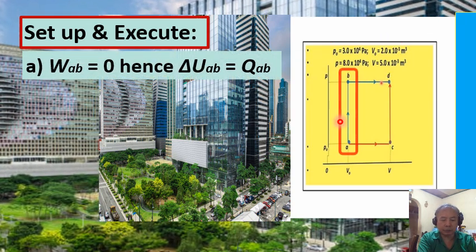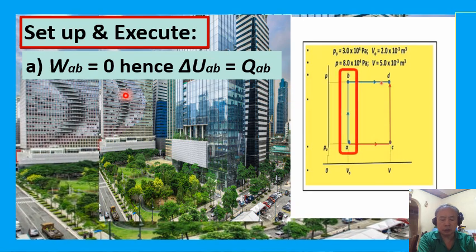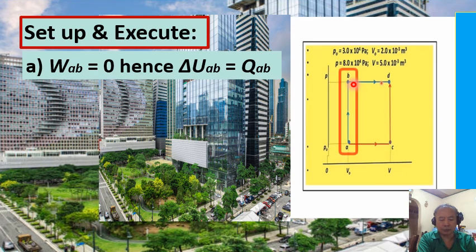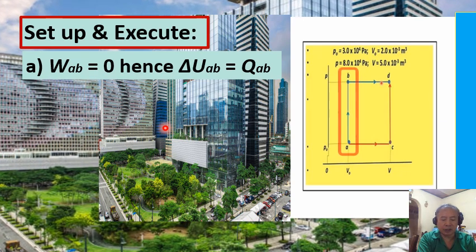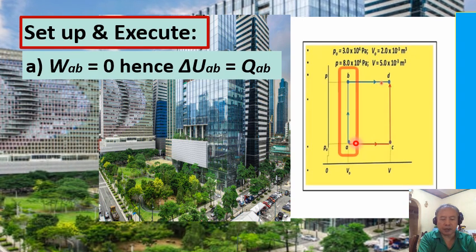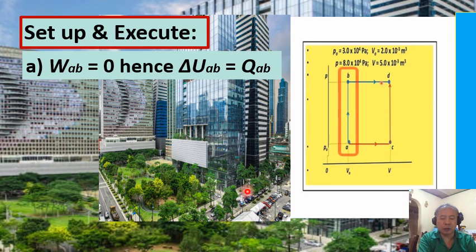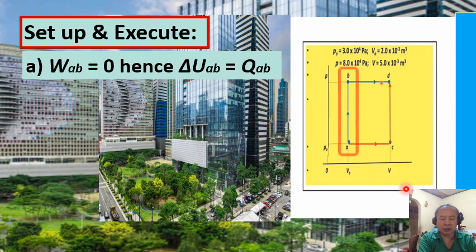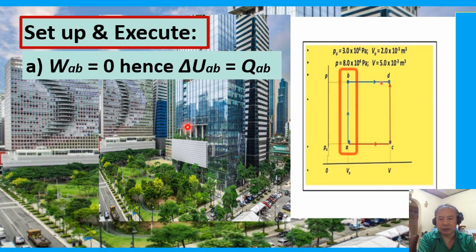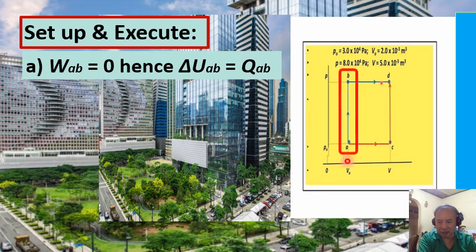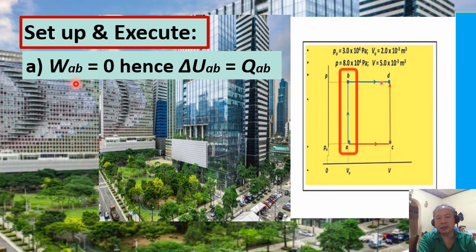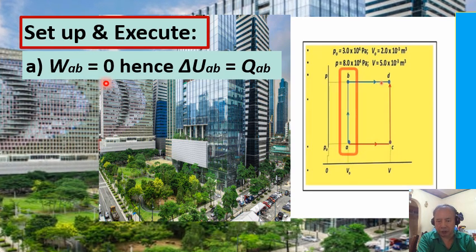Along the path AB, there's an increase in the pressure, but there is no change in the volume, right? A process that has no change in the volume is known as an isochoric process. So in an isochoric process, such as along the path AB, we see that the work done is equal to 0.